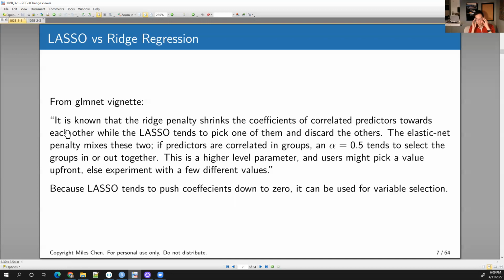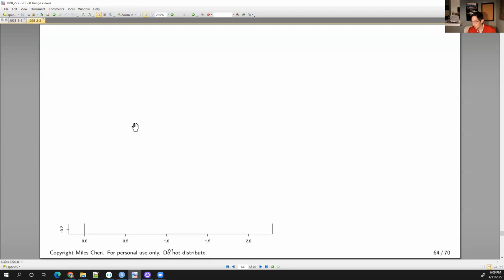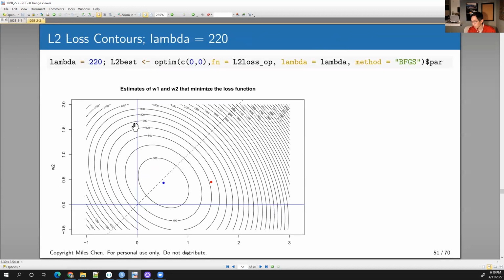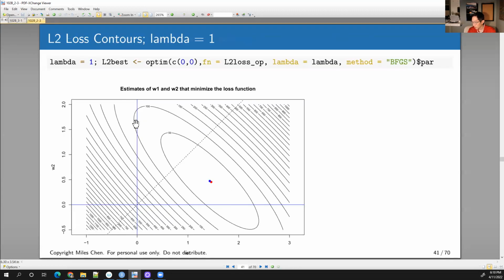Okay, and so it says the ridge penalty shrinks the coefficients of correlated predictors towards each other, and we saw that a little bit, right? We saw it over here as we were looking at ridge regression. Remember, this is the coefficient for x1, which is W1, and the coefficient for x2, which is W2. The optimal OLS is something like 1.5 for the coefficient for x1, and 0.5 for the coefficient for x2, W2.